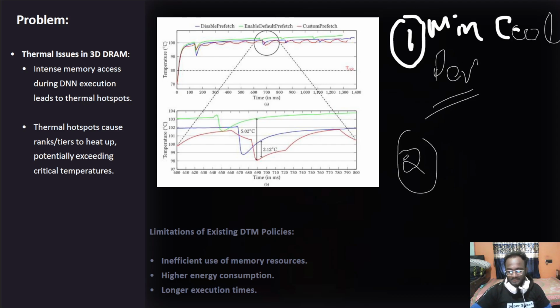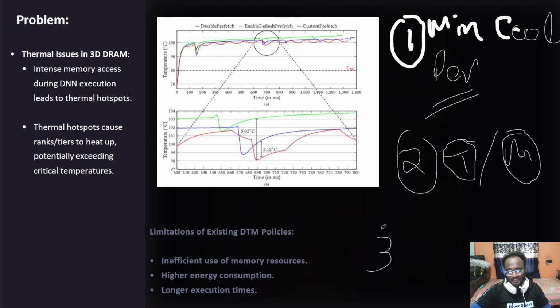The second objective is to maximize DNN performance and efficiency by addressing the thermal and memory bandwidth issues. There are two issues: one is the thermal issue, and the second is the memory bandwidth issue. We already know that GPT-2 or BERT models require a maximum amount of bandwidth. So we have to deal with two things: the thermal issues and the memory bandwidth issue.